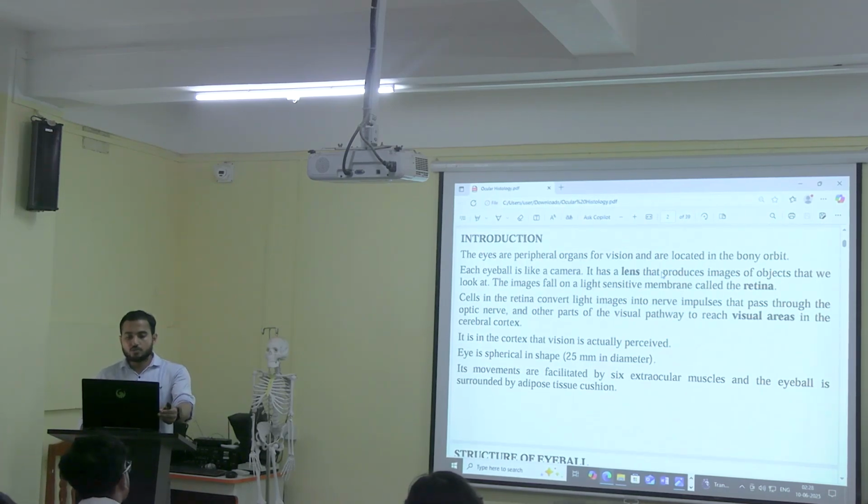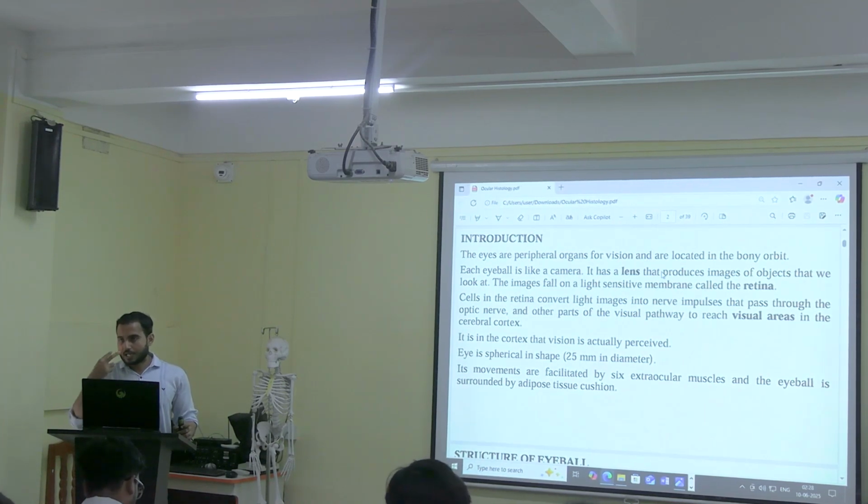In the introduction, you know that eyes are the peripheral organs of vision. If anyone asks you, how do you see an object? With our eyes we see any object, right? How do you see that object? Have you studied this in physiology? No. Okay, so first of all, the eyeballs are the peripheral organs of vision.